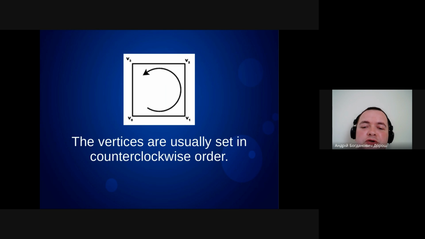The vertices are usually set in counterclockwise order. For example, if you have any face, any polygon, and you want to say this is vertex number 1, number 2, 3, and 4, or however many you like, you need to specify them in counterclockwise order. This is important so that any rendering software understands which side of the polygon is external and which one will reflect the light.